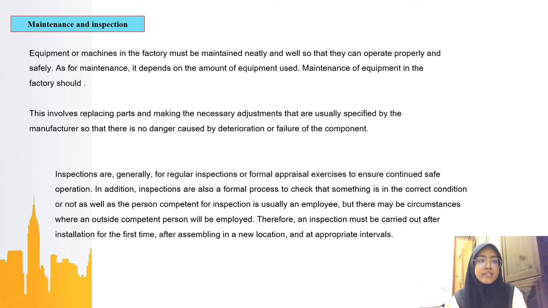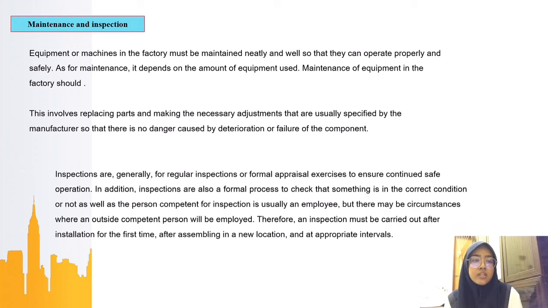Maintenance and inspection. Equipment or machines in the factory must be well maintained so that they can operate properly and safely. So for maintenance, it depends on the amount of equipment used. Maintenance of equipment in the factory should be focused on the parts that need to be taken care of, to prevent risks to the health and safety of workers and users. Among them are planned, condition-based, and damage-based maintenance.